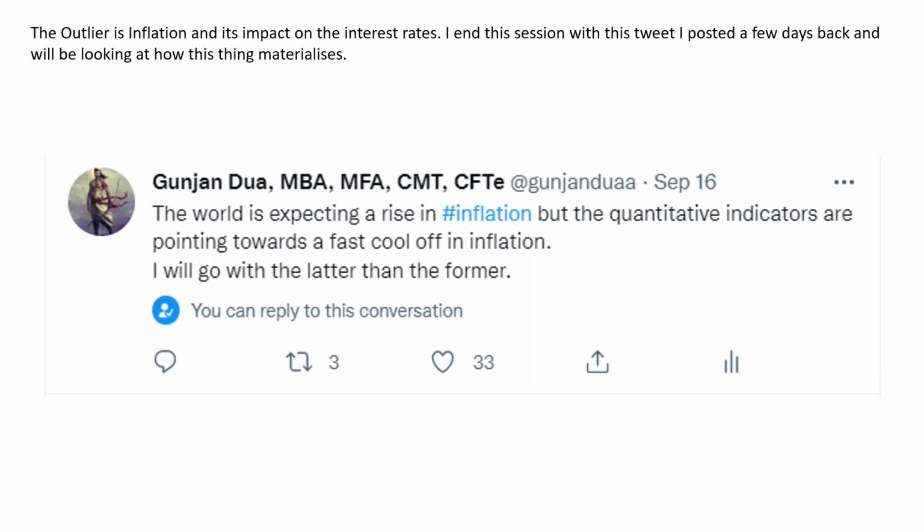So everyone is expecting an increase in inflation, बट क्वांट इंडिकेटर्स आर पॉइंटिंग कि इन्फ्लेशन कम होगी. अगर इन्फ्लेशन कम होगी तो इंटरेस्ट रेट इंक्रीज का प्रेशर कम होगा. अगर इंटरेस्ट रेट प्रेशर कम होगा तो stocks, IT and growth stocks are going to be a good bet going forward.